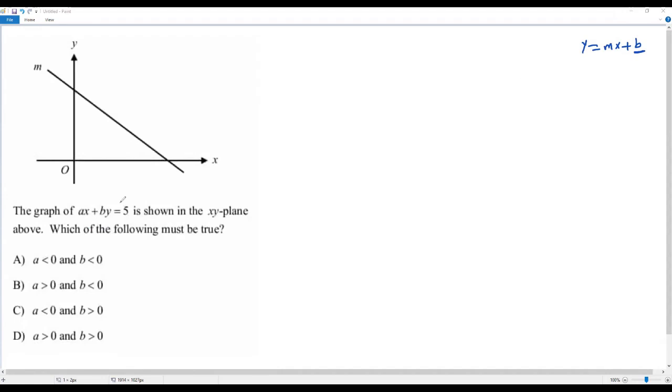Now let me take the given equation, ax + by = 5. To write it in slope-intercept form, y = mx + b, we have to solve for y in terms of x. Let me subtract ax from both sides. The positive ax and negative ax cancel out, so I'm getting by on the left side. On the right side, I'm getting negative ax plus 5.